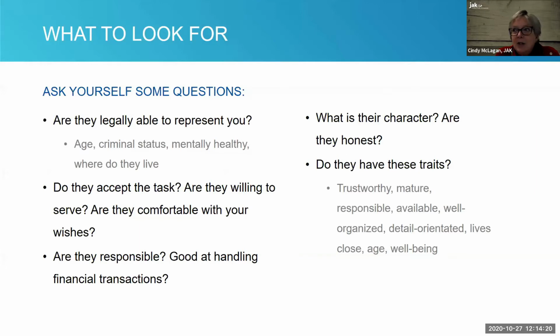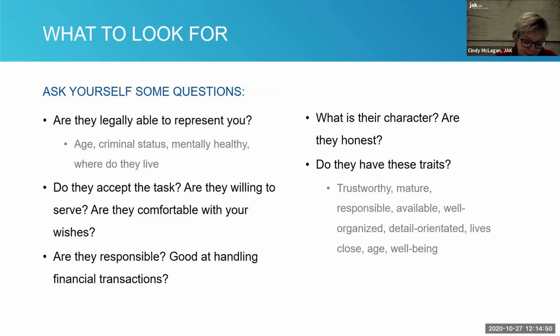So then the next question is, what do you look for? What's important to look for in a personal representative? Remember, look at all the jobs they have to do, and they're all pretty important jobs. The basic is they should be the age of majority. You don't want to have a 15-year-old do your estate. It's better to have someone who's of legal age.